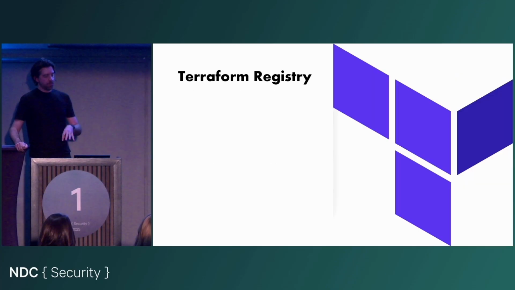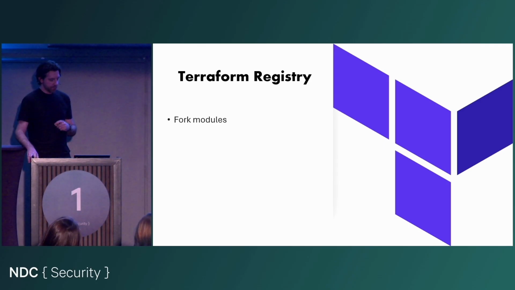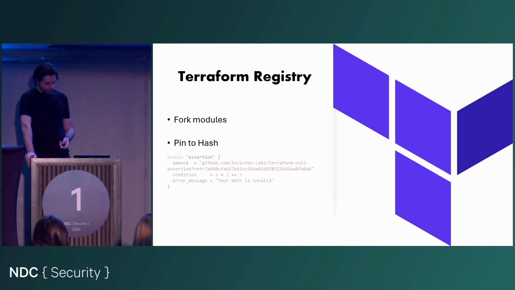When we're talking about Terraform specifically, the Terraform Registry, we're still going to want to use all those third-party community modules. You can fork the ones that are very important, like you can do with any dependency, or you can pin it to a hash. And this is kind of what I showed you there to make Chekhov happy, right?